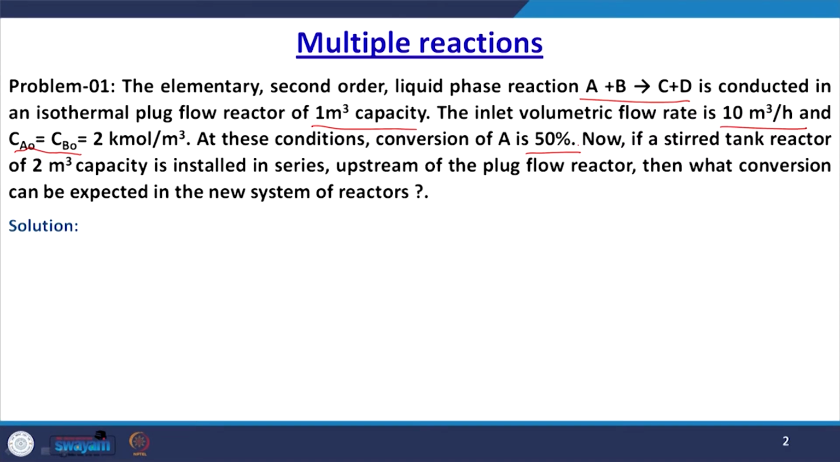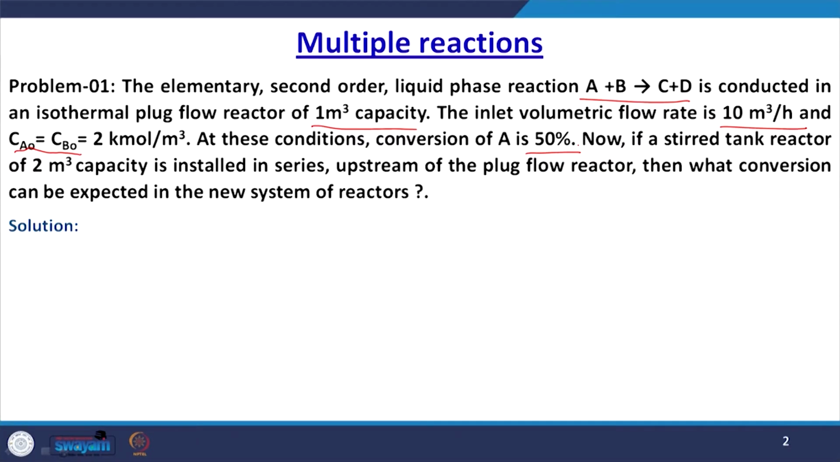Now if a stirred tank reactor of 2 meter cube capacity is installed in series upstream of the plug flow reactor, then we need to find out what conversion can be expected in the new reactor system. So first let us have a look at what is provided.